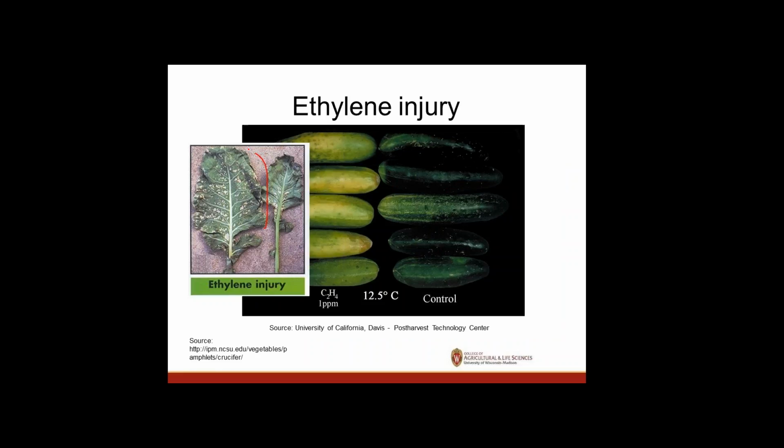So here's a leafy vegetable that's showing spots, and these won't show up right away. So this might be a week or so after being harvested or exposed that this happens. And here it just shows some fruit that's spoiling or not coloring up right because of ethylene injury.